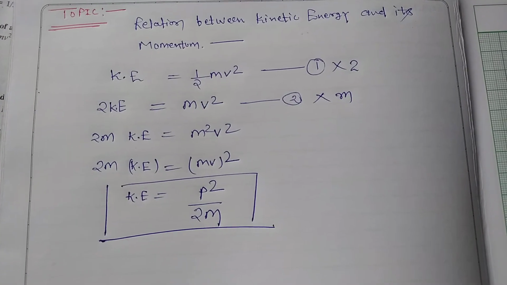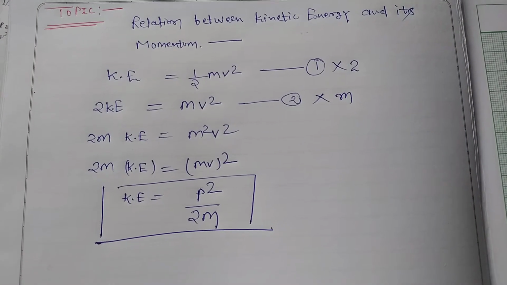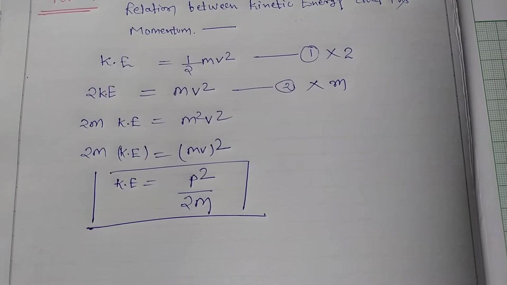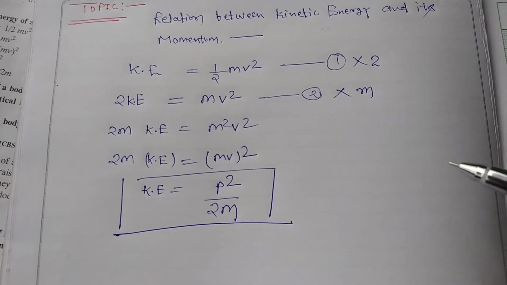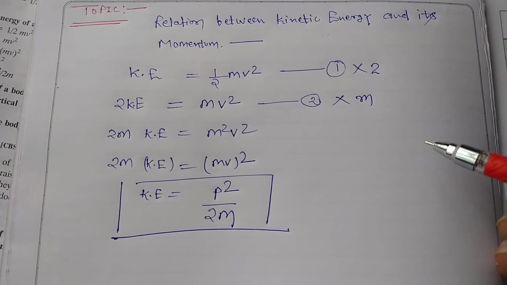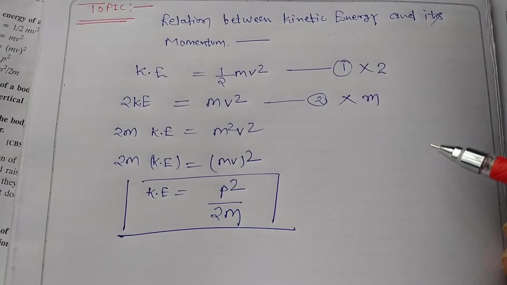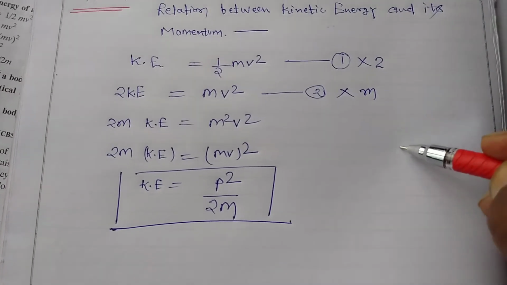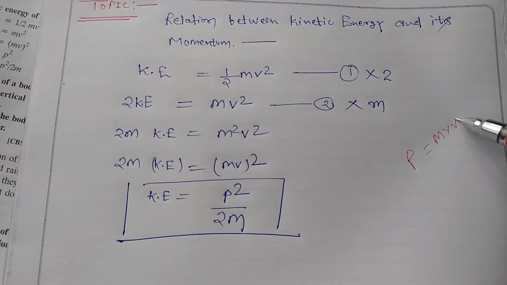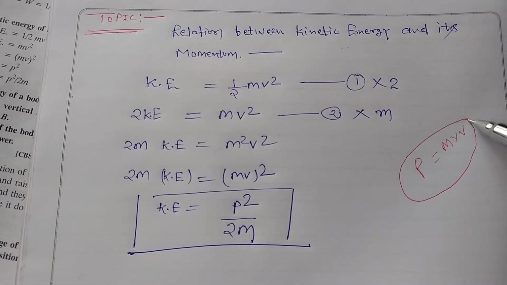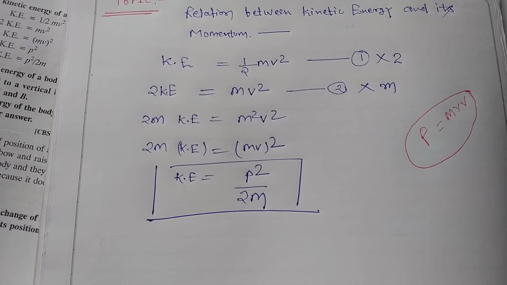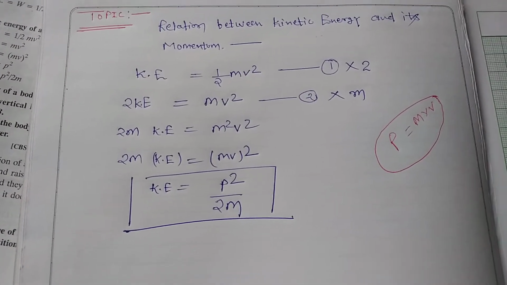Today we will discuss the relationship between kinetic energy and momentum. My dear students, you already know kinetic energy means energy possessed due to motion of any object, and momentum is the product of mass and velocity. So we will derive the relationship between kinetic energy and momentum of objects.